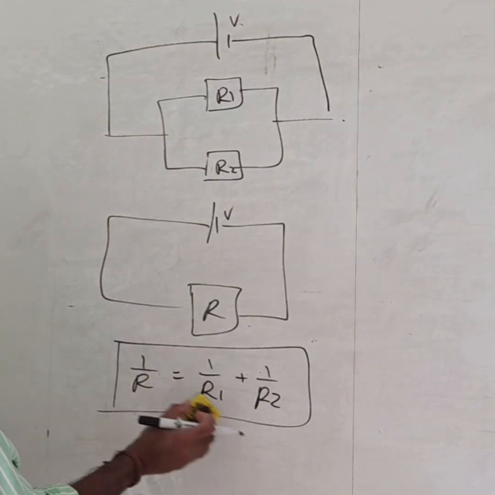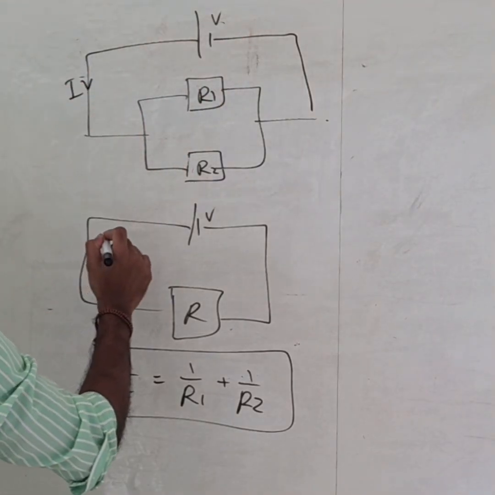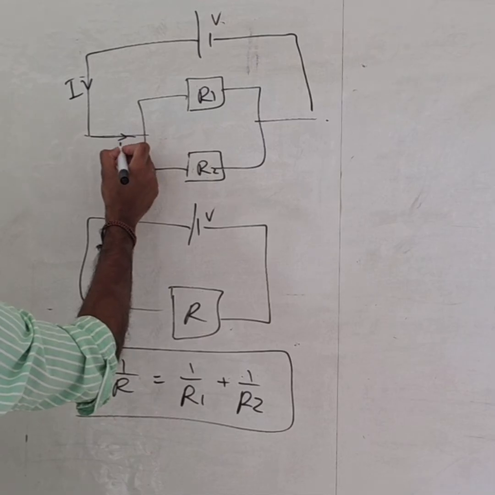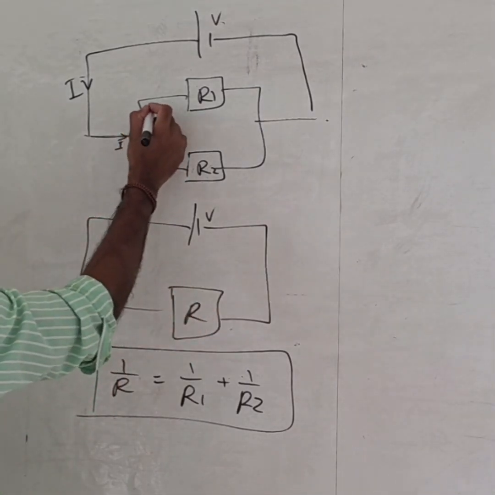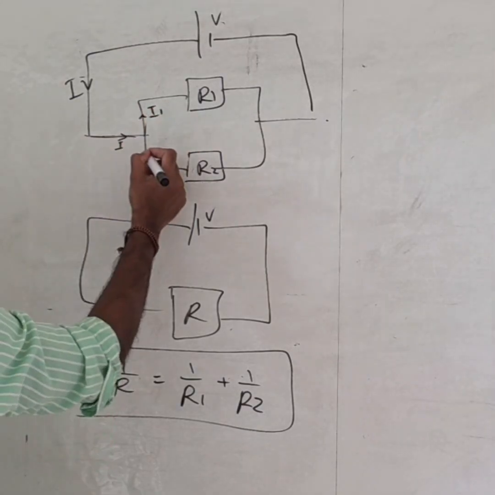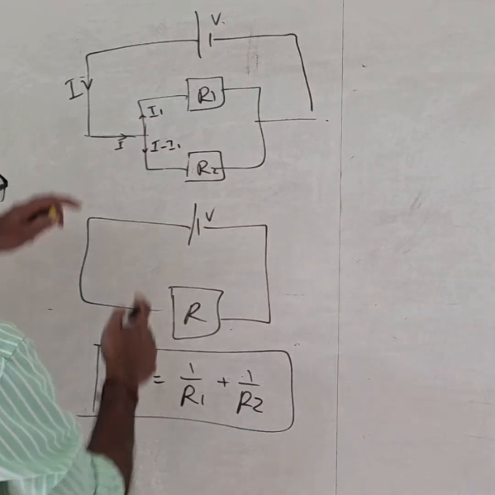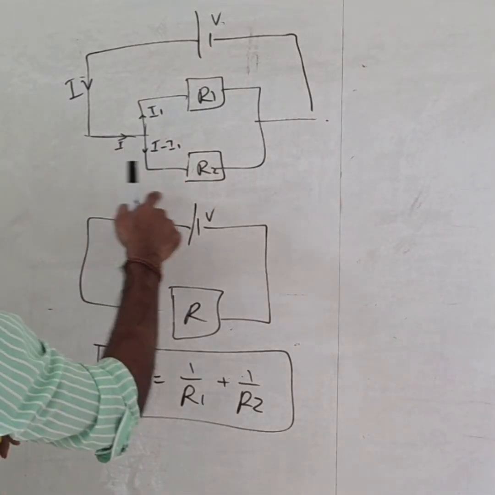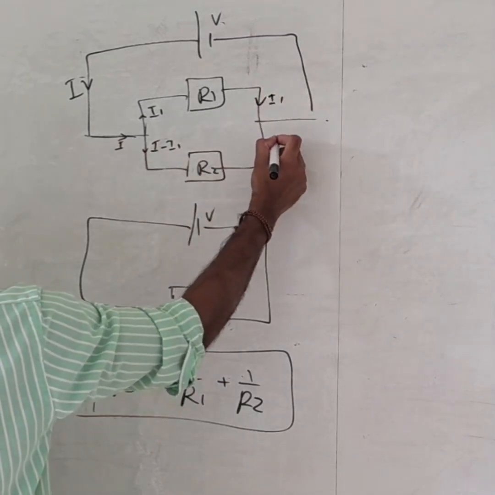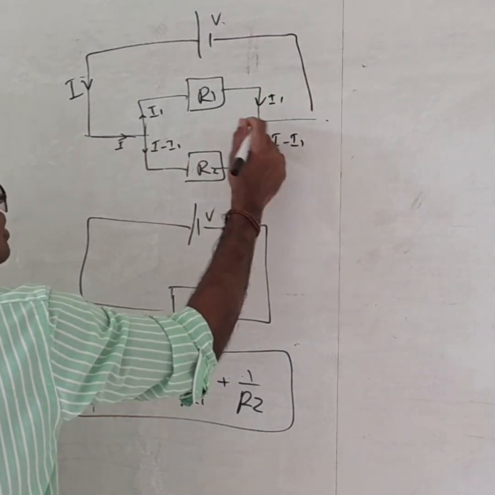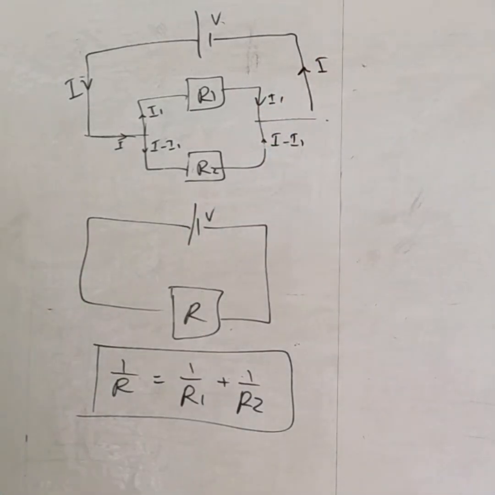We can prove this one. Say we have a V here, say I am having a current here, I. So when the current is coming this way, this current will be divided into these two routes. Some I1 will be going here, the rest of the current, I minus I1, will be going this way. So if you add these two, you will get this I. After that, I1 is coming this way, I minus I1 is coming this way. So they will combine together. So I1 cancelled. So this I will be going back to the battery.